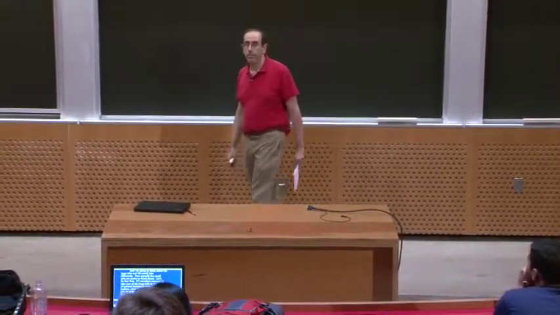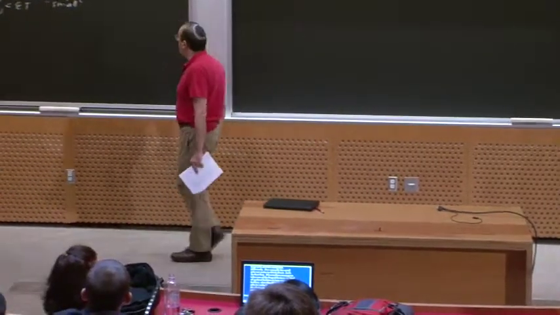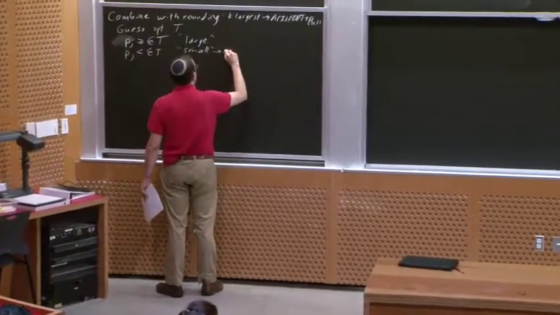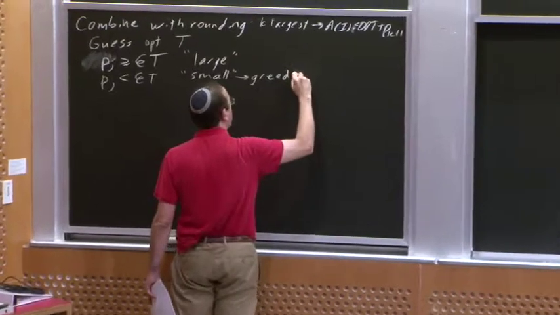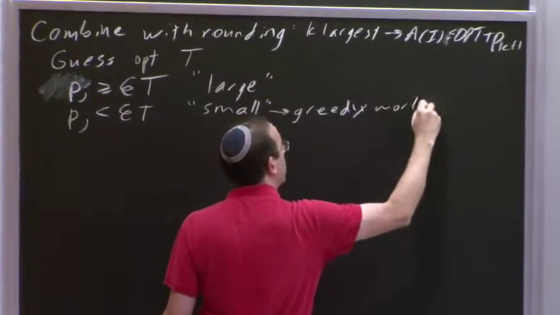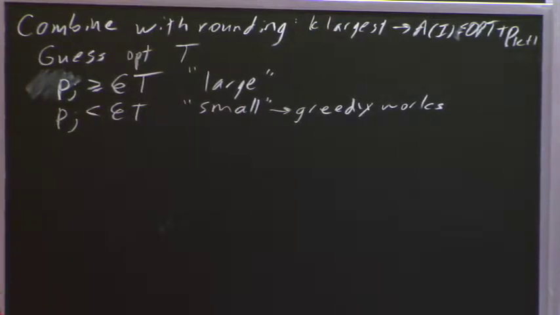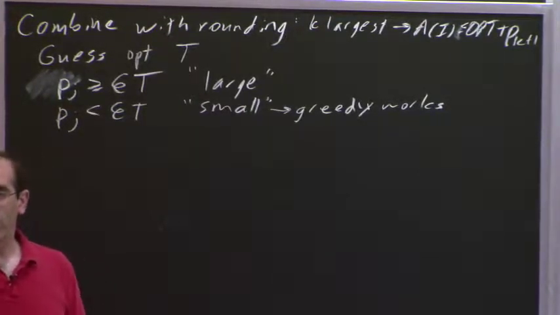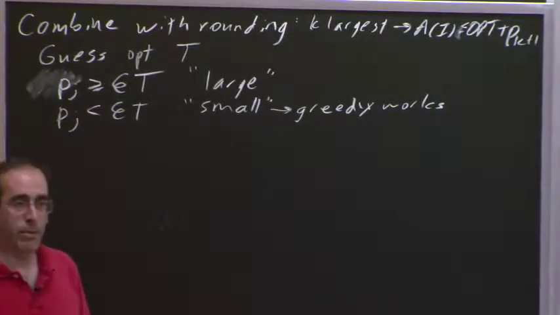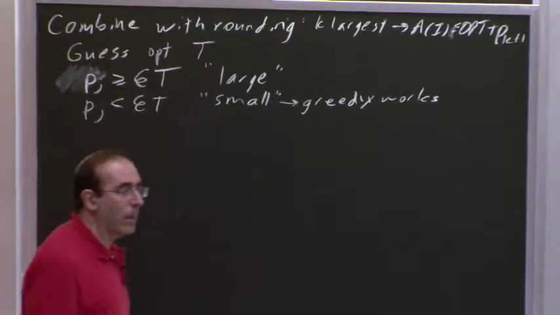Can you use the greedy? Exactly. So for the small jobs, greedy works. I'll just use Graham's rule. I'll take whatever solution I had for the large jobs, and I'll just pile the small jobs onto the large jobs. Okay? Why does that work well?